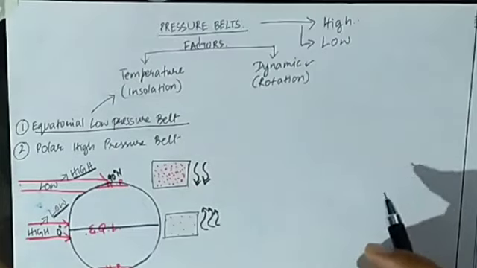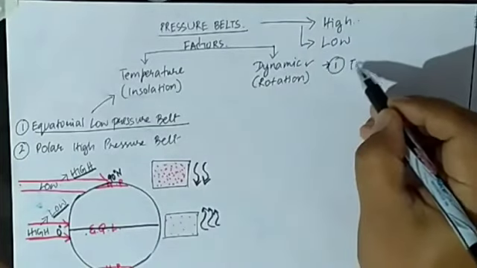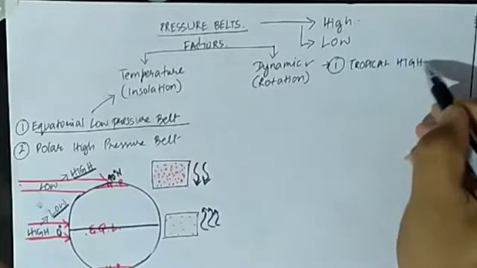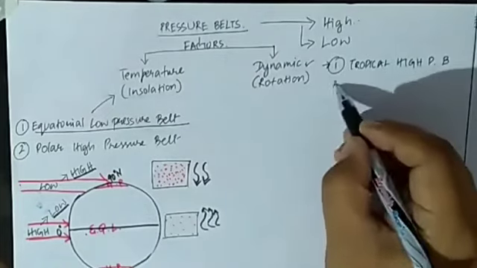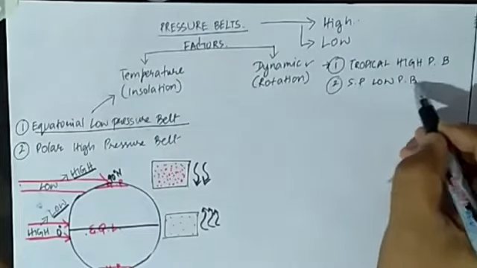Now let us understand the dynamic pressure category, due to the rotational movement of the earth. Here the tropical high pressure belt falls under this, and next is the subpolar low pressure belt.